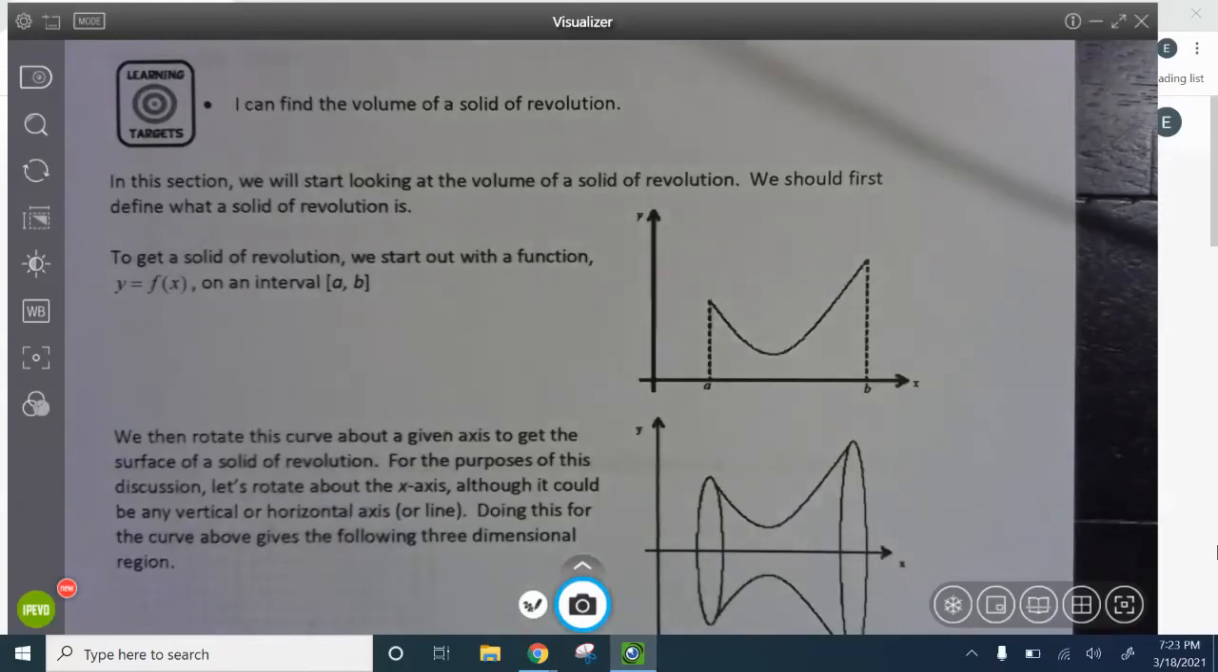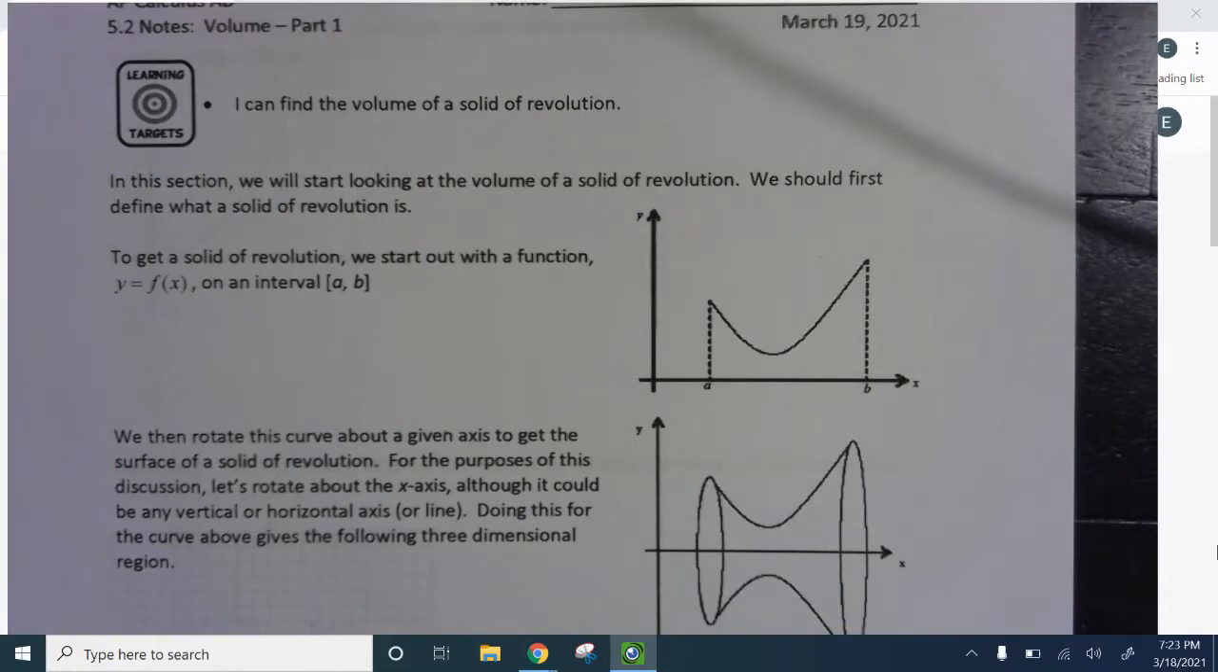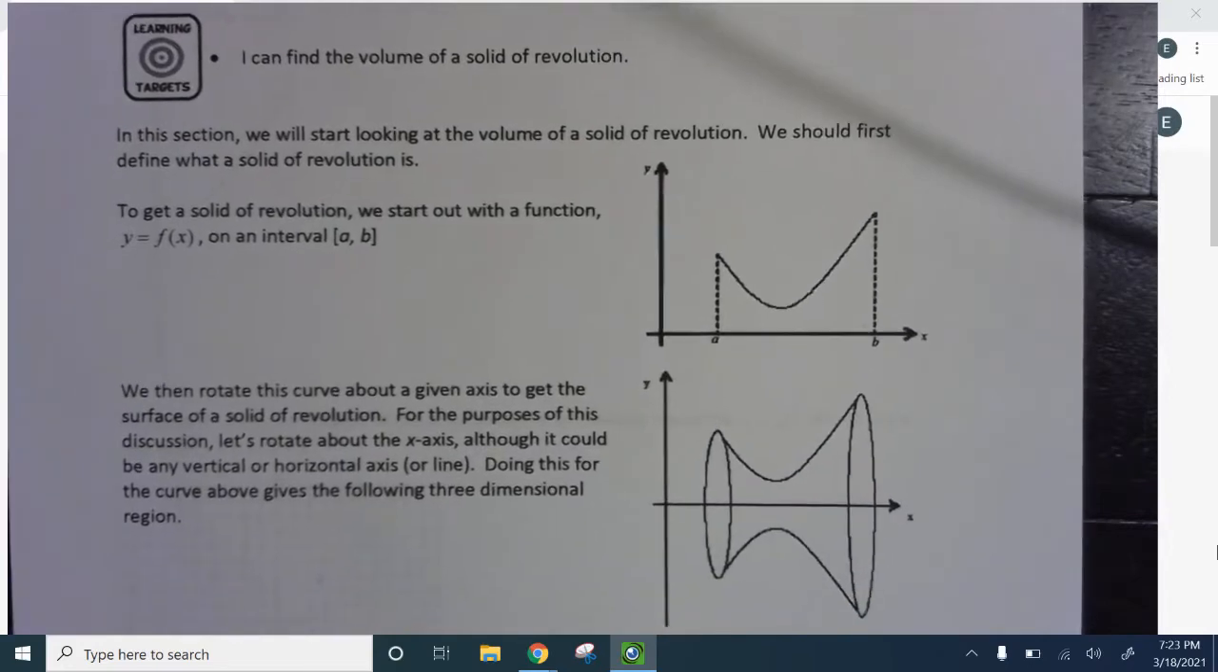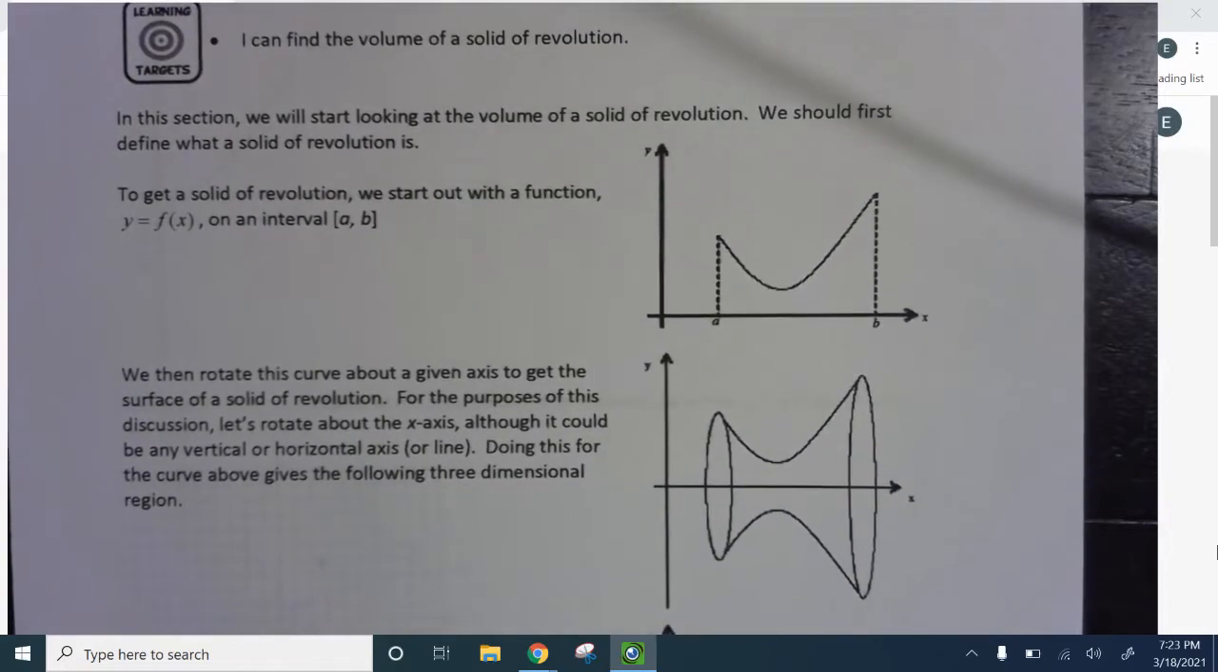So we've been looking at finding the area between two curves for the last couple classes, and today we're going to talk about what happens if we take that area and we revolve it around an axis or a line. So we're going to start off a little bit basic, and we'll talk about what this idea is about, how we actually do these revolutions.